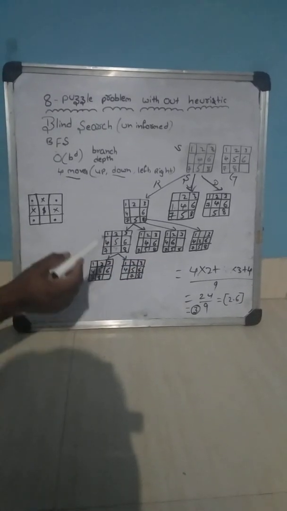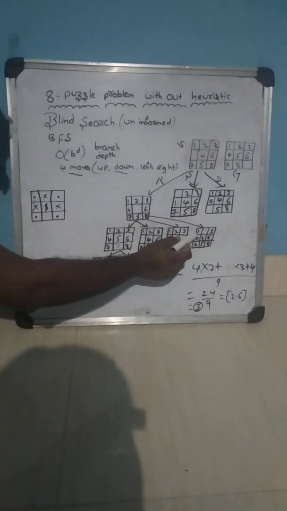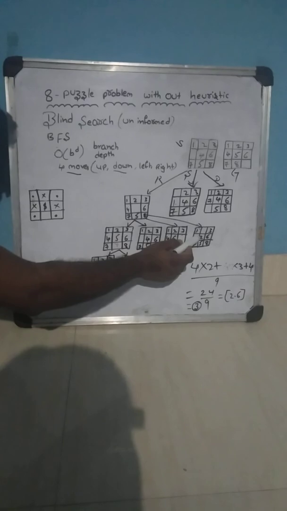Now one more option: instead of this method, we can directly explore it. If you directly explore, what happens? 1 will be here, 3 will be here, and moving 2 here, 2 to the middle.